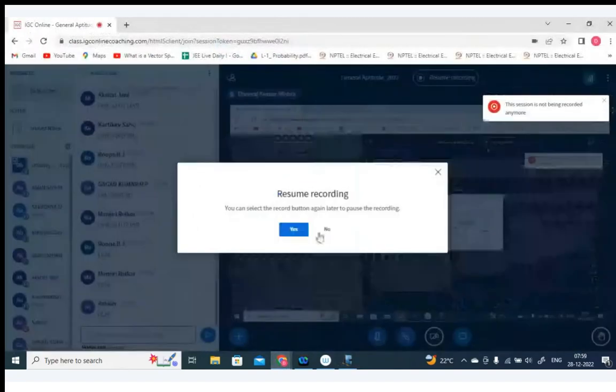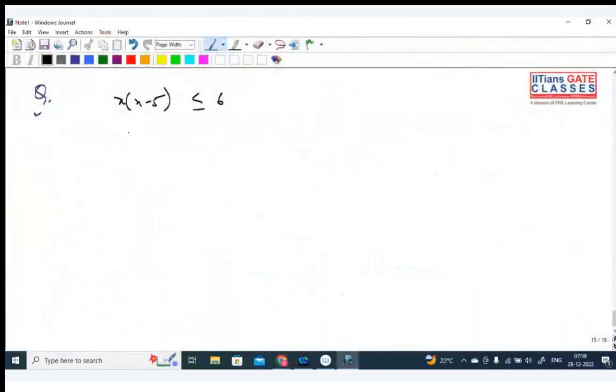Suppose you have got the next kind of question: x square minus 5x less than 6. If this kind of question is given, how do you solve it? Can somebody answer? What you have to do here is take this 6 to this side, then you can make it x square minus 5x minus 6 is less than 0. So this is just a quadratic expression.